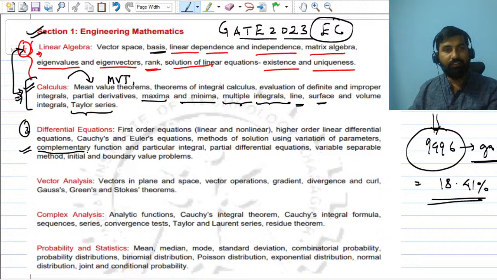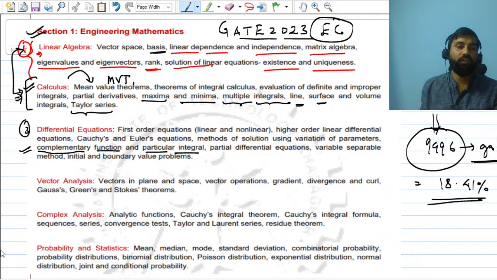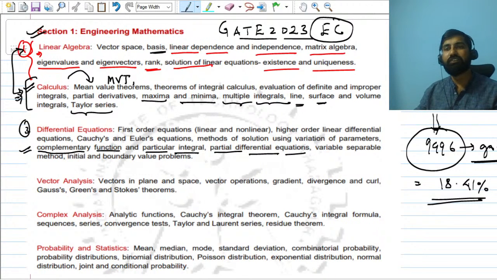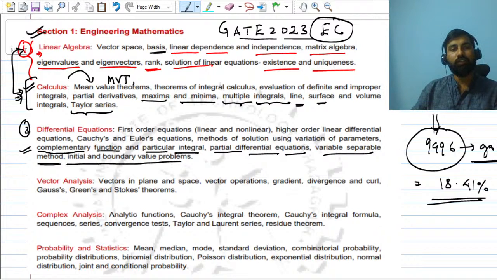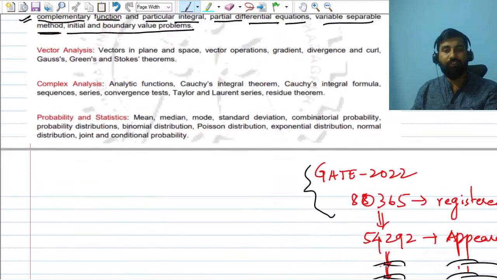CF and PI play an important role when we study transients in network theory. There is an application of complementary function and particular integral to determine the solution of RL and RC circuits. Partial differential equations also play an important role when we talk about curl and divergence in vector analysis, and the variable separable method, initial and boundary value problems. This is going to be my third topic, which I will discuss in this YouTube channel. Differential equations also play an important role everywhere in electromagnetics.